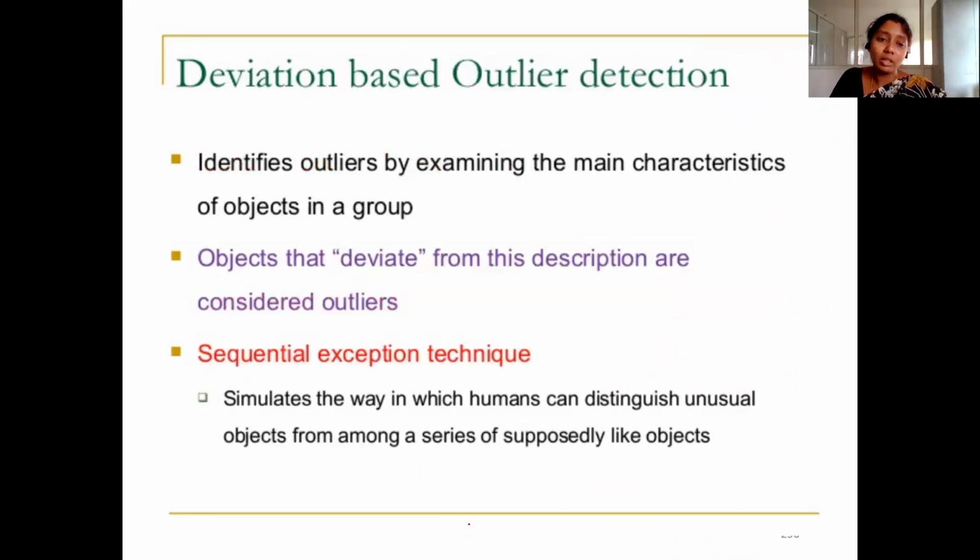And coming to the deviation based outlier, this is the last method in outlier detection. Deviation based outlier identifies the outliers by examining the main characteristics of objects in a group. So objects that deviate from this description are considered outliers. Here we are having two methods in deviation based outliers. One is the sequential exception technique and another one is the OLAP technique. Coming to the first one, sequential exception technique, it simulates the way in which a human can distinguish unusual objects from among a series of supposedly like objects.